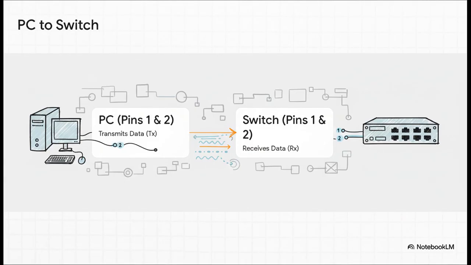So let's look at how this works in a normal situation, like plugging your PC into a switch. Inside that little plastic connector at the end of the cable, there are these tiny metal contacts called pins. By design, your PC is set up to send or transmit data on pins 1 and 2, and the switch, it's set up to listen or receive on those exact same pins. It's a perfect match. Everything just works.